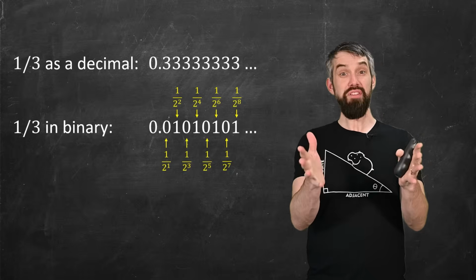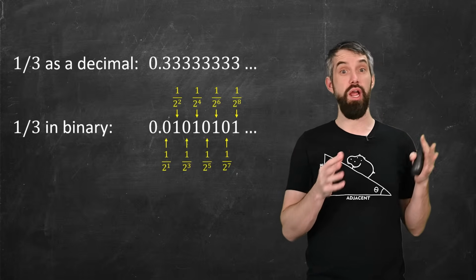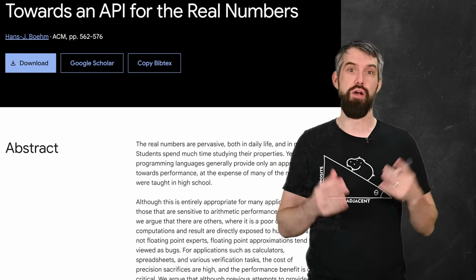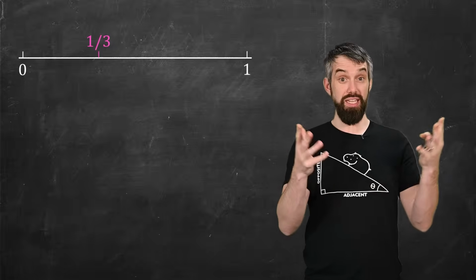Okay, so now I've given you all the tools to turn to Hans Boehm's paper, which I'll link in the description, which describes basically how the Android calculator works. The idea, loosely, is this.